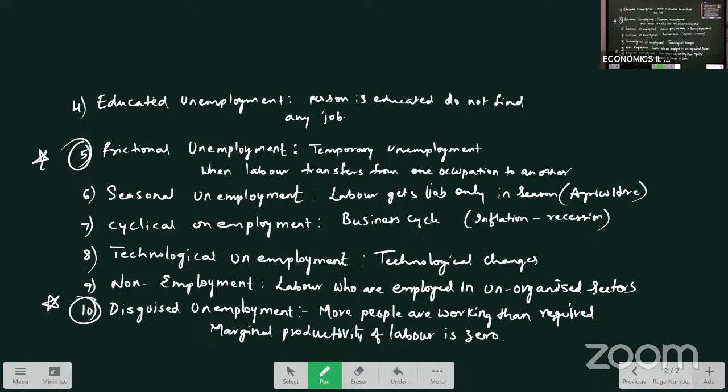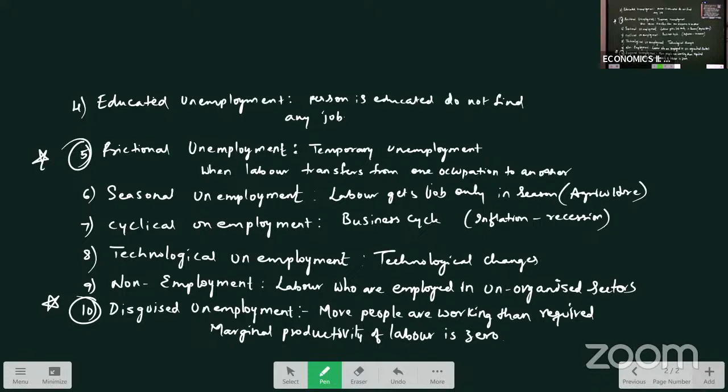Non-employment, labor who are employed in household activities or in unorganized sectors. Such unemployment is called non-employment, which means they don't consider it as employment.